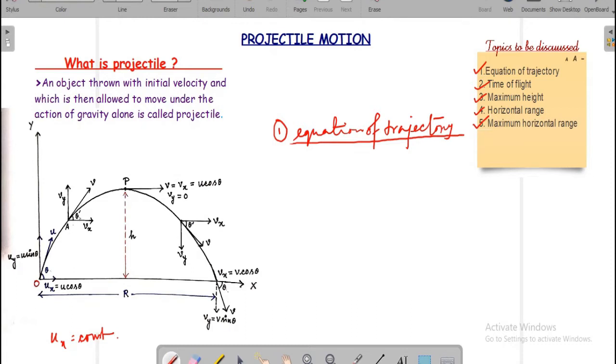Suppose the body reaches the point A (x, y) after time t. While analyzing projectile motion, we will consider two motions: one is vertical motion, one is horizontal motion. And these two motions are independent of each other. That means vertical motion does not affect horizontal motion and horizontal motion does not affect vertical motion. Now first we will consider horizontal motion.